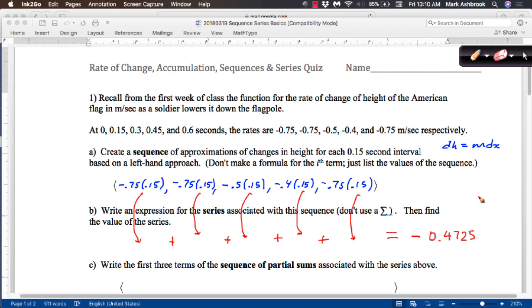So those are our fancy words, in this case, meaning for what? When you say the change in the flag's height. That's right. So this is like a net accumulation, right? It's an accumulation of little changes in height. So it says that the flag in that amount of time approximately went down by 0.4725 meters. Is that what you're going to say? Question?